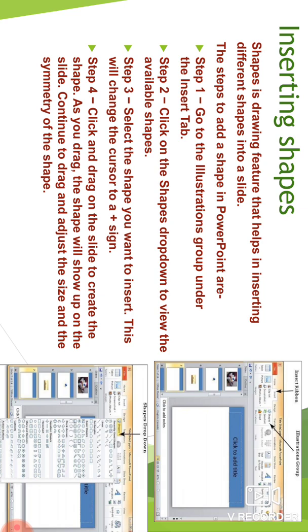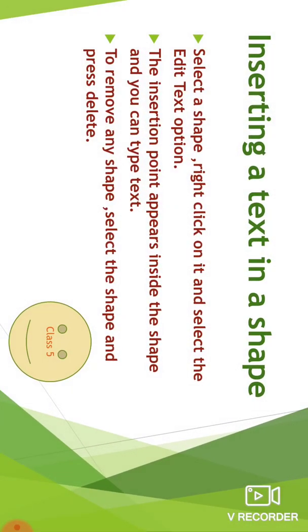Now drag the cursor and draw the shape. One more thing I want to tell you, students, is that you are also able to write inside this shape. How will you write inside this shape? Simple. Select that shape and right click on it. When you right click, the edit text option will be there. Select that edit text option, then an insertion point will appear inside this shape.